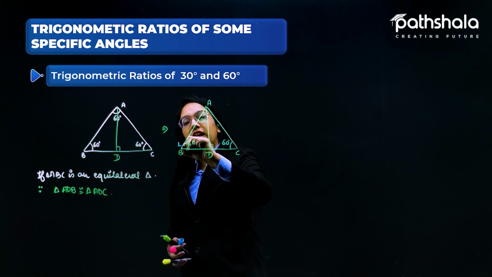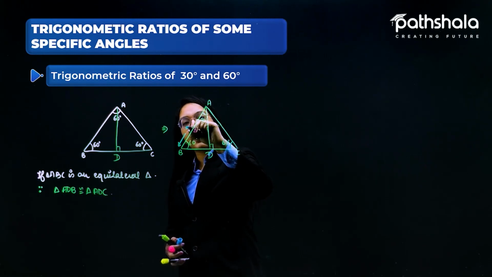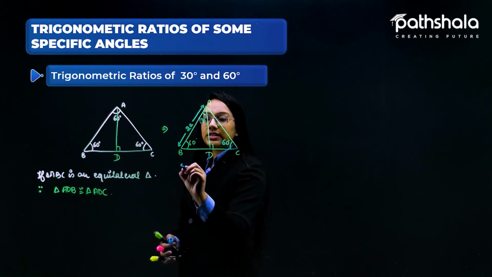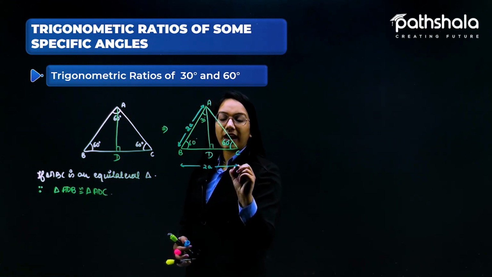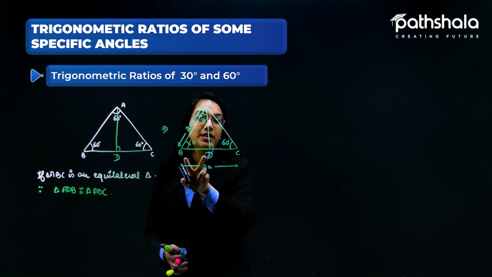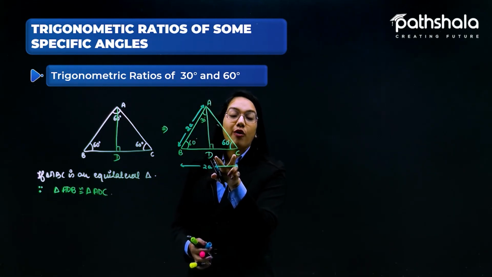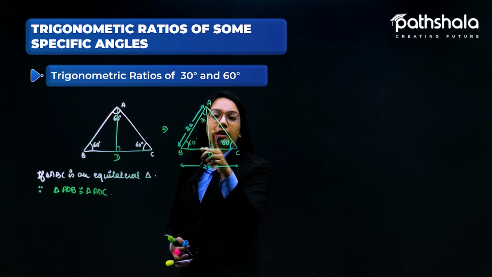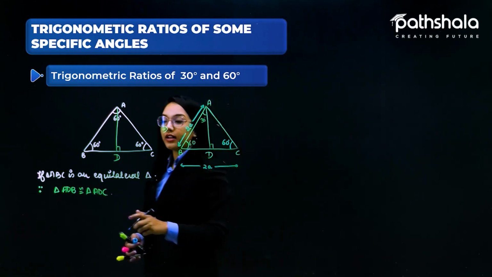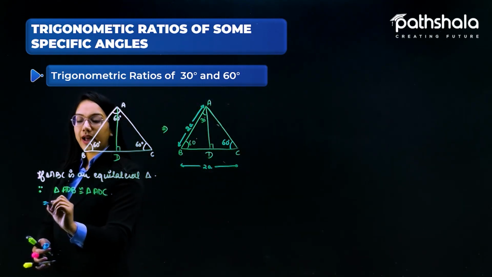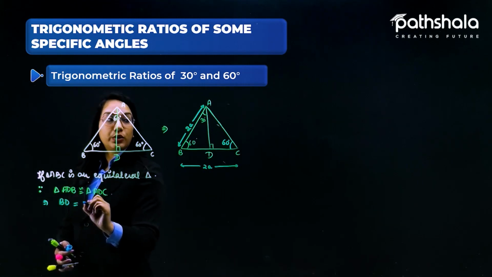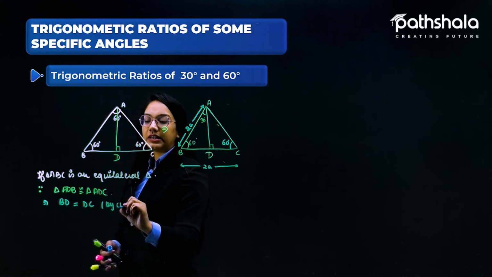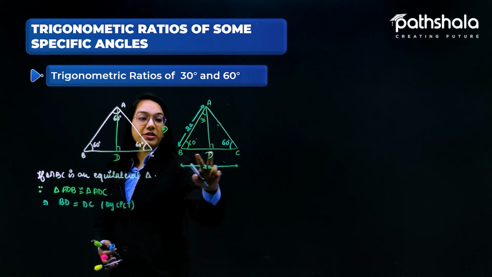And if we are just taking this particular side as 2a, so this side is also 2a, and hence BD is definitely half of BC. Why so? Because we know that this triangle and this triangle are congruent to each other, and if they are congruent, it implies that BD side should be equal to DC side by CPCT. BD should be equal to DC.